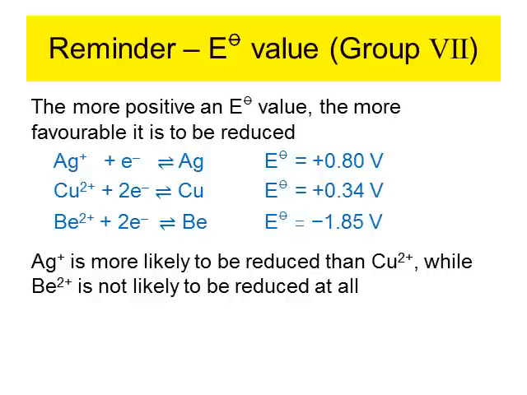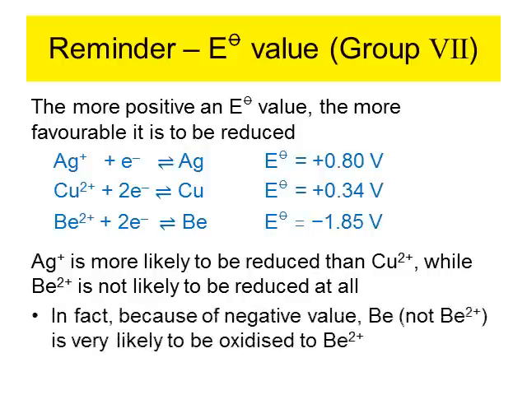Following that, copper 2+. And beryllium 2+ is not even likely to be reduced at all because of a negative E0 value, which shows a great unfavorability. In fact, the negative value represents that beryllium metal is more likely to be oxidized into beryllium 2+ and the 2 electrons. That is to say, the reverse equation is more likely to occur. So, with that in mind, let's go on.